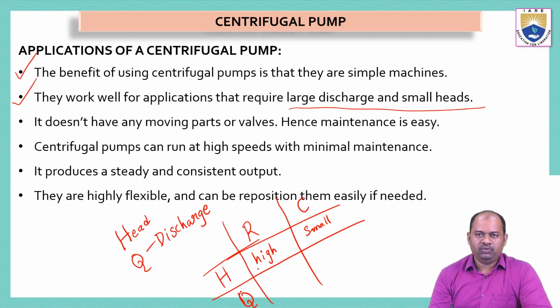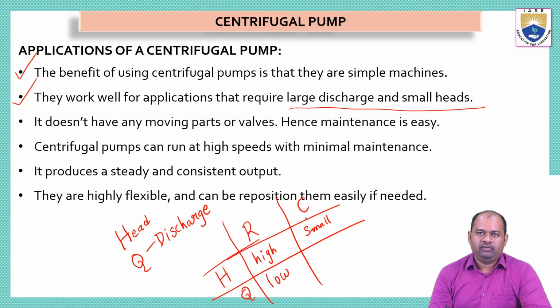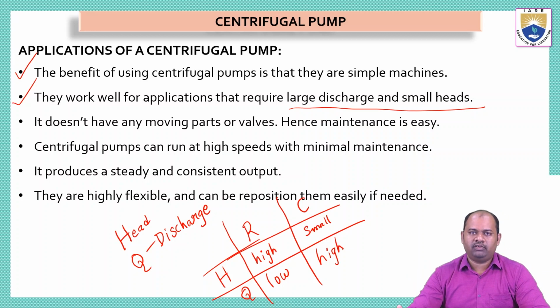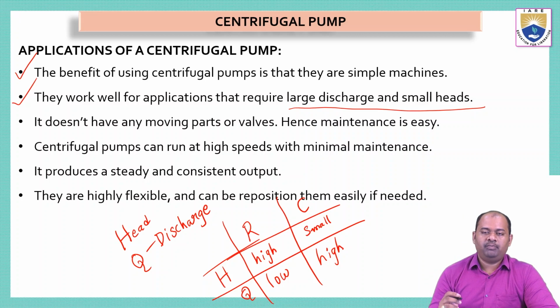And when we compare Q, that means discharge, the discharge is low in the case of reciprocating pumps, whereas in centrifugal pumps the discharge is very high. We can get more water because we are continuously rotating the impeller, so we will get a large discharge of water from the pump. Okay, this is the difference. So the centrifugal pump will have low head and high discharge.